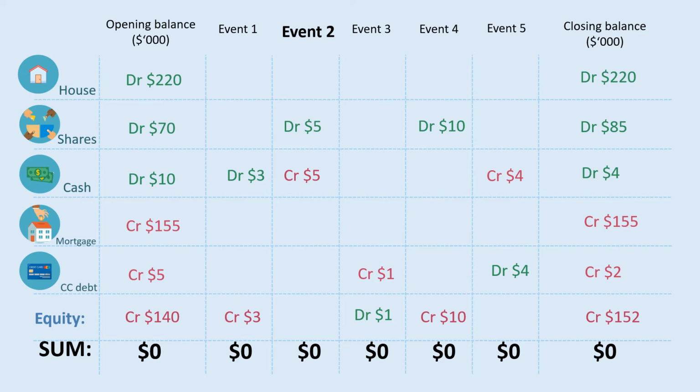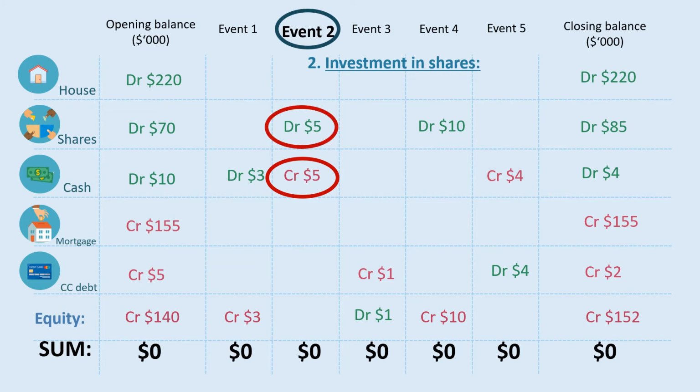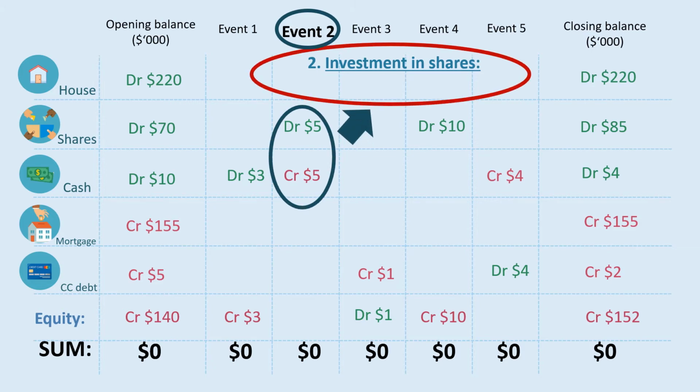The second event was investment in shares. So Johnny's cash has decreased by 5,000 and this is a minus or credit 5. The cash was invested into shares which increased by the same 5,000 and this is a plus or debit 5. The accountant would write the following double entry. Debit shares, credit cash, 5,000.